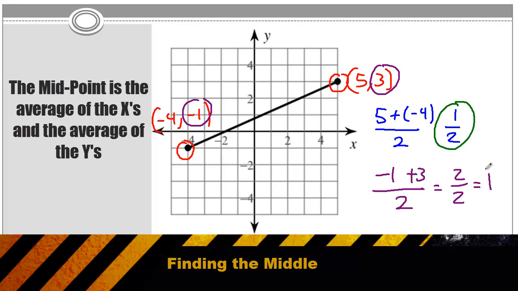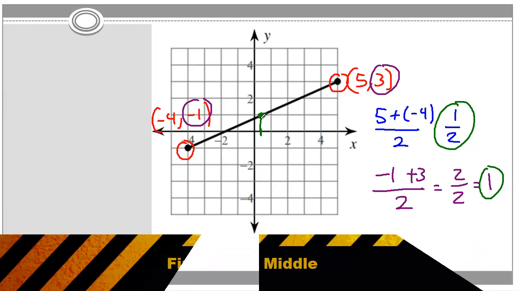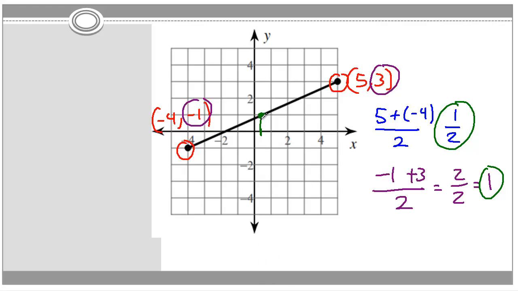Over 1/2, up 1. And then if I plot that point going over 1/2 and then up 1, visually it looks like that green dot is right smack dab in the middle of my line. And it is. That's my midpoint.